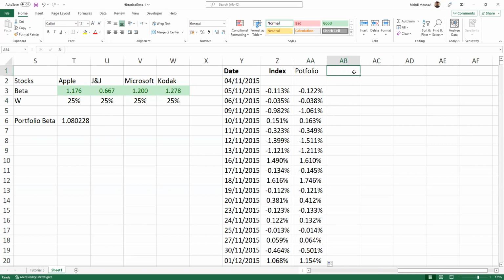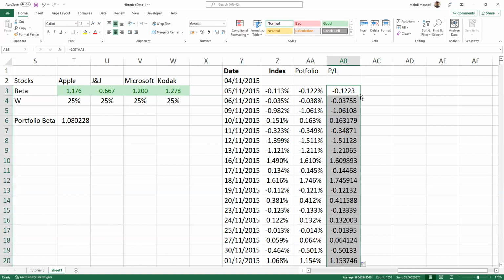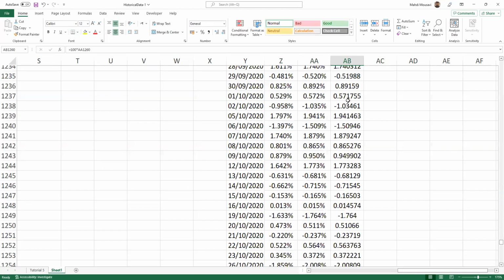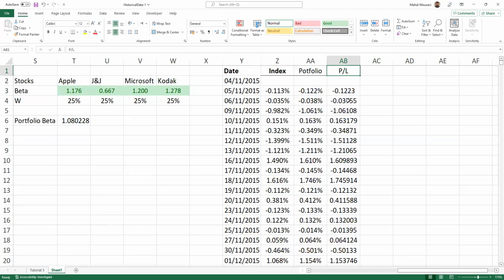And we can have the dollar value of profit and loss because the value of our portfolio is 100 million. So we can say 100 million times the daily return. So we have got the daily dollar value of profit or loss of our portfolio. So this series of numbers is the historical profit and loss of our portfolio, taking into account the historical daily return of the market. Okay, so this is what we are looking for in the historical approach to estimate value at risk.